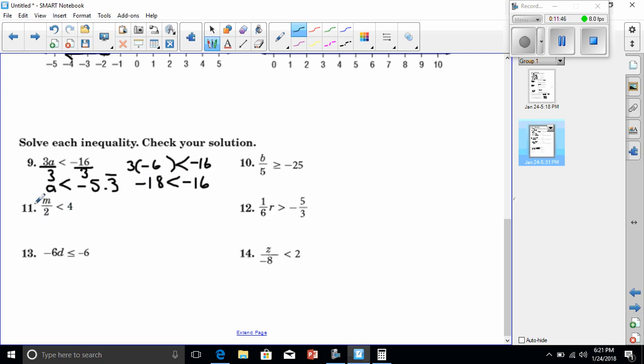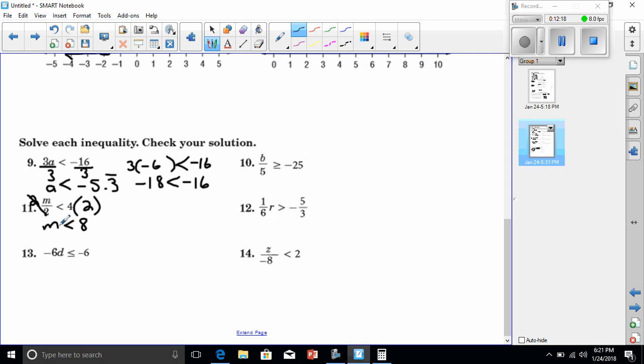All right, let's go with 11. 11 says m divided by 2 is smaller than 4. Well, I have to multiply both sides by 2, so I can get 2 over 2, which leaves m. And whatever I multiply to one side, of course, I multiply the other. And now I have 4 times 2. I did not divide or multiply by a negative number, so my symbol stays the same. 4 times 2 is 8. M is smaller than 8. But remember, once again, we have to show that it works.